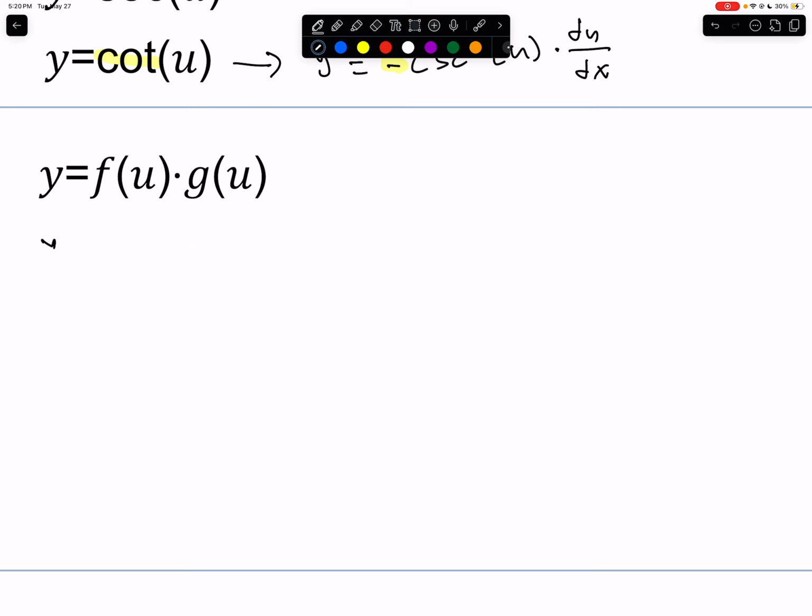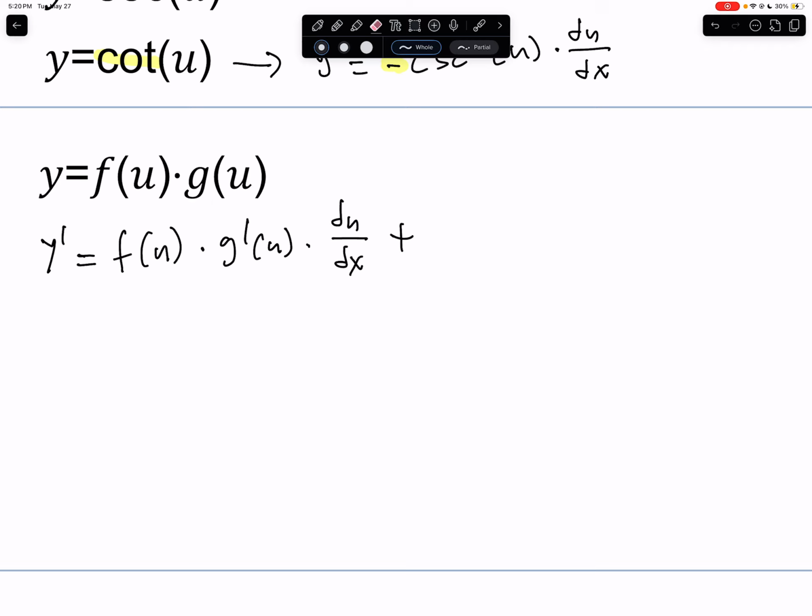So y prime would just be the right times the derivative of the left. Now remember, this is du dx, plus the right, the left. Sorry, I meant to say that.